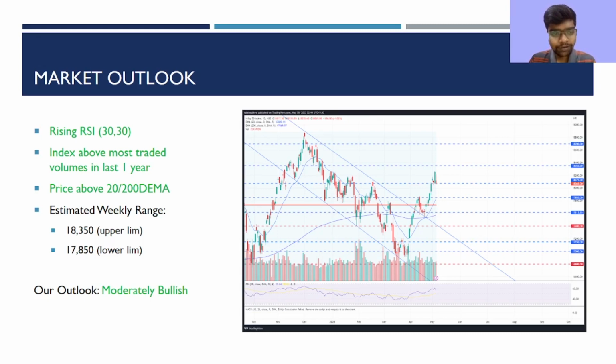And coming to our market outlook, we can see that the RSI is rising, which is bullish. Then we can see that the index is above the most traded volume in the last 1 year, which is somewhere around 17,780, and the price is also above 200-day exponential moving average, and our estimated weekly range is 18,350, which is the upper limit, and 17,850, which is the lower limit. And our outlook currently is moderately bullish on the market.